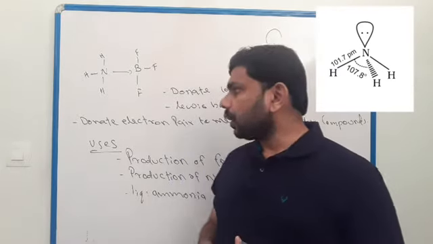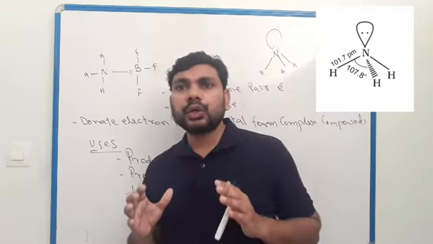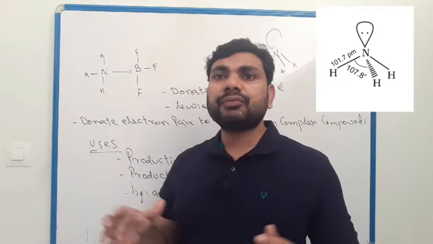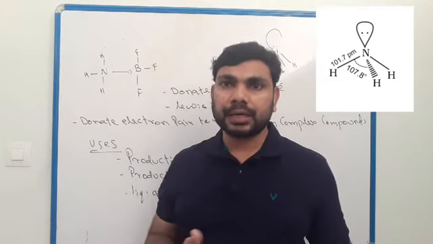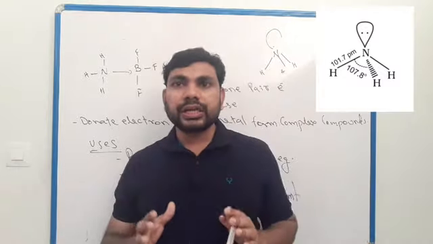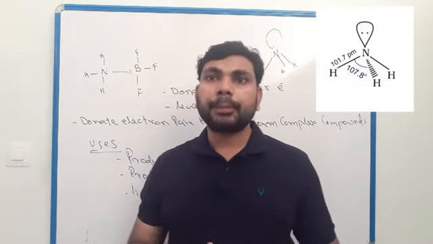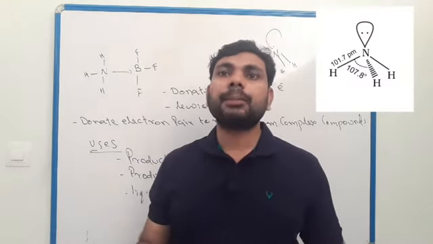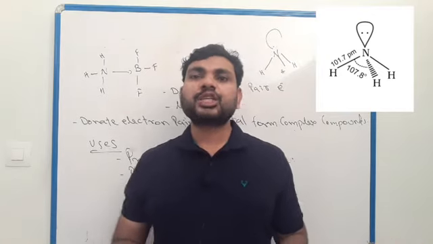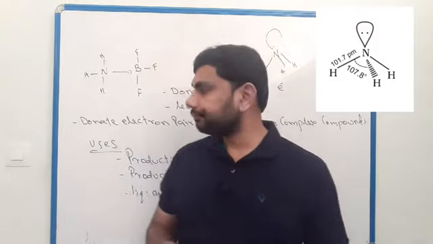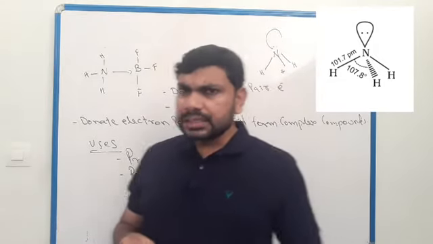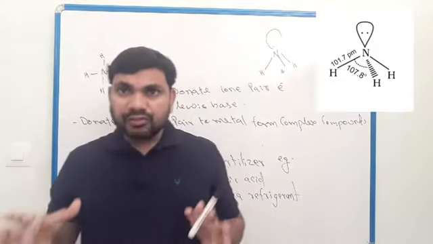Also NH3 donates an electron pair to different types of metals and forms coordination complexes. Clear? After this, these are the different properties of ammonia.